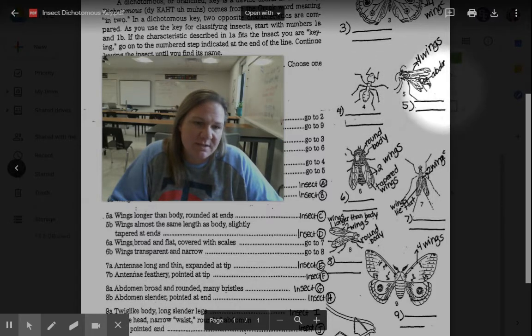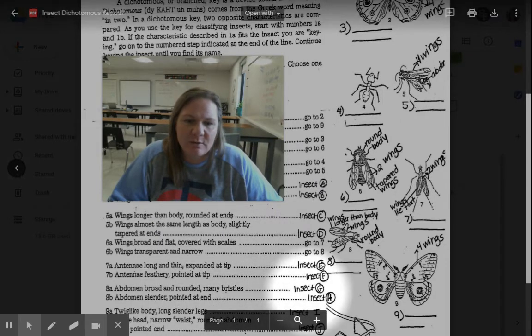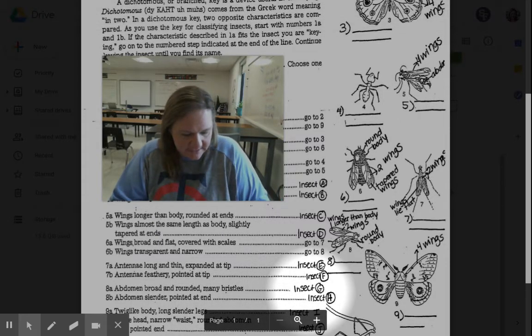We have the abdomen, which is the lower part of the body here. It's pointed at the end. That's the correct choice there. So number 5 is insect H.